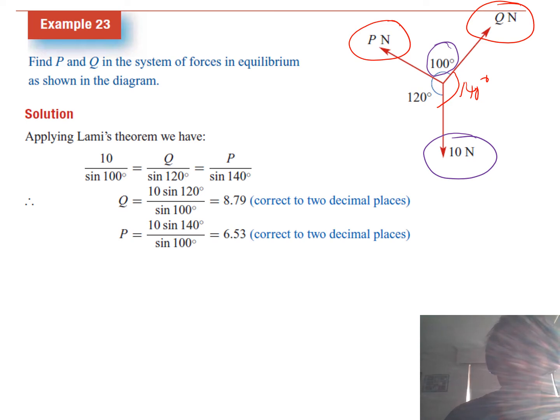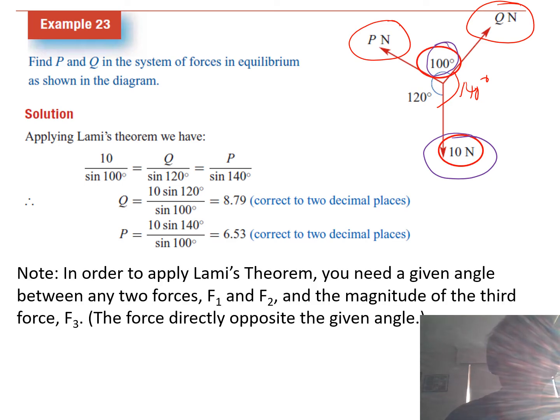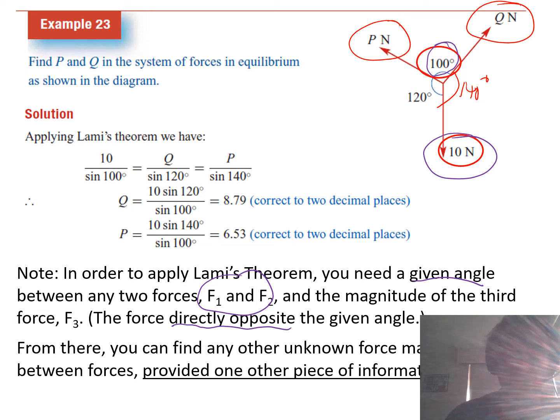So from the ratio of 10 to sine of 100, we know that the ratio of P to sine 140 will be the same as the ratio of Q to sine 120, and we can find P and Q from there. So in order to apply Lami's theorem, you need a given angle between any two forces and the magnitude of the third force that's directly opposite that given angle. If that's in play, Lami's theorem is good to go. Okay, let's keep going.